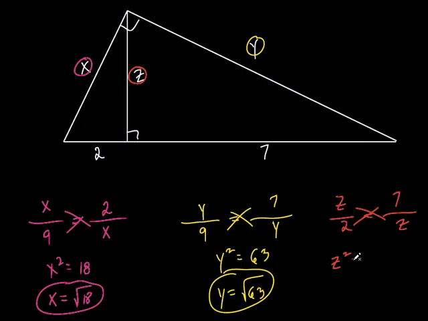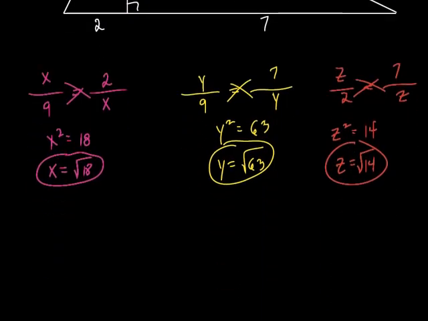So I've got z squared equals 2 times 7, which is 14. Take the square root of both sides, and it's the square root of 14. That's it.